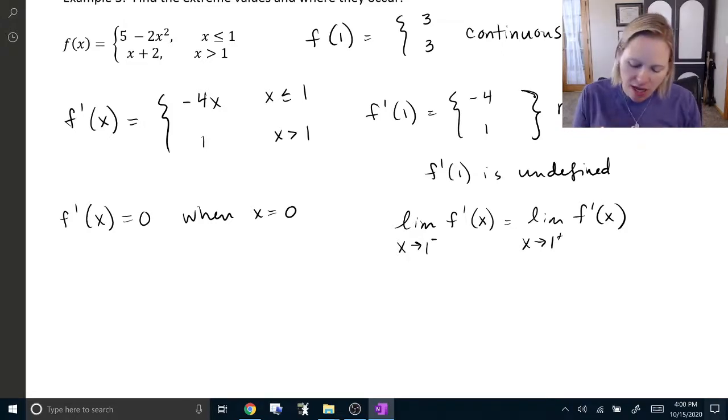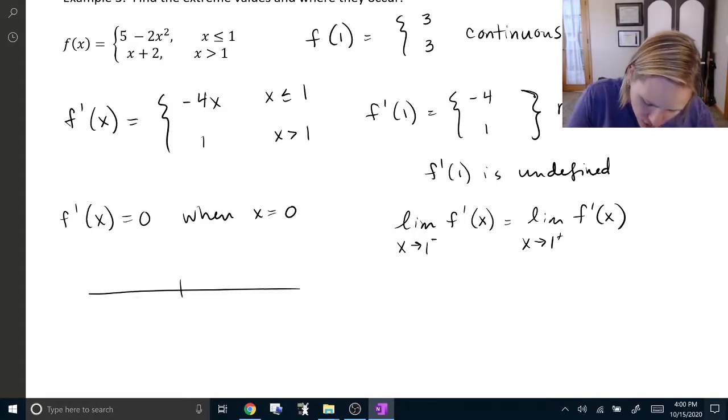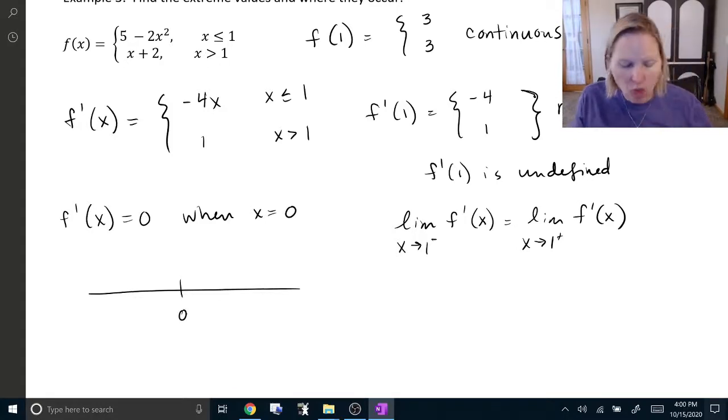So because we have this situation, now we're going to figure out what's going on. Well, when f prime of x is 0, at 0, I'm going to make a little sign chart. So 0, and I'm going to figure out what's happening there.